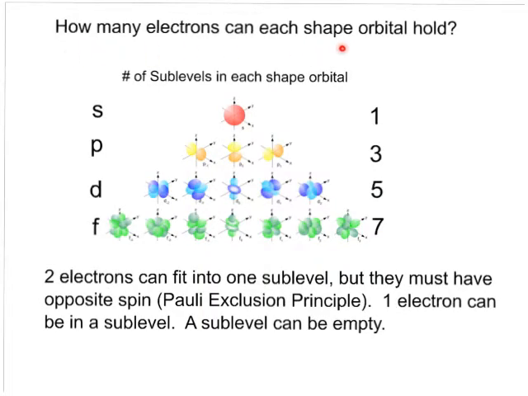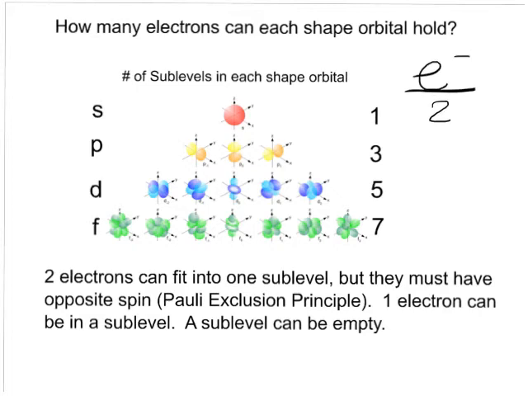So how many electrons can each shape orbital hold? If we have this shape here, this s orbital, right there, here's the number of sublevels in each orbital shape. It only has one. It doesn't have any more sublevels. So the question would be, how many electrons could fit in that s orbital? I want you to just think about that for a minute. See if you can come up with the answer. It's 2. 2 electrons, one spinning up and one spinning down, can fit in that s orbital.